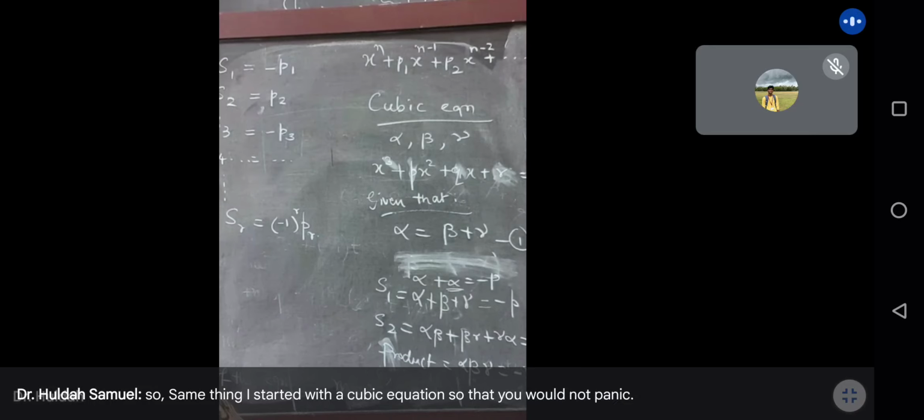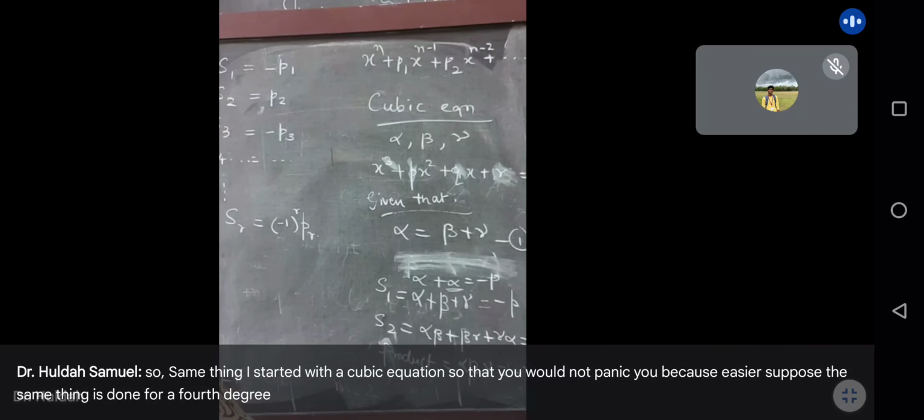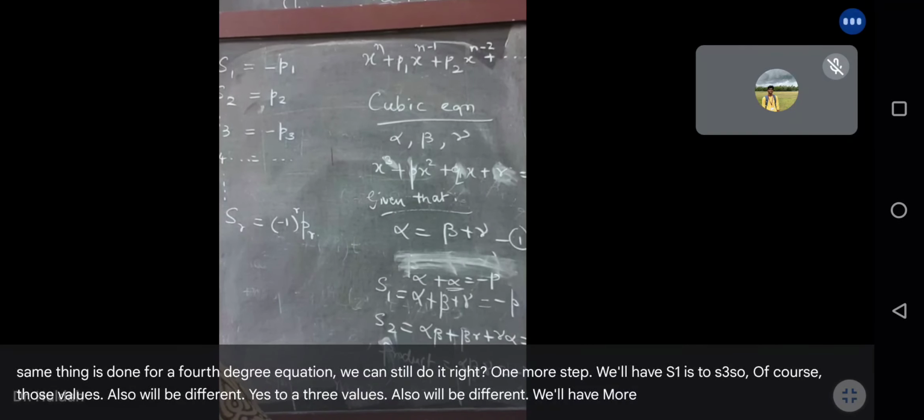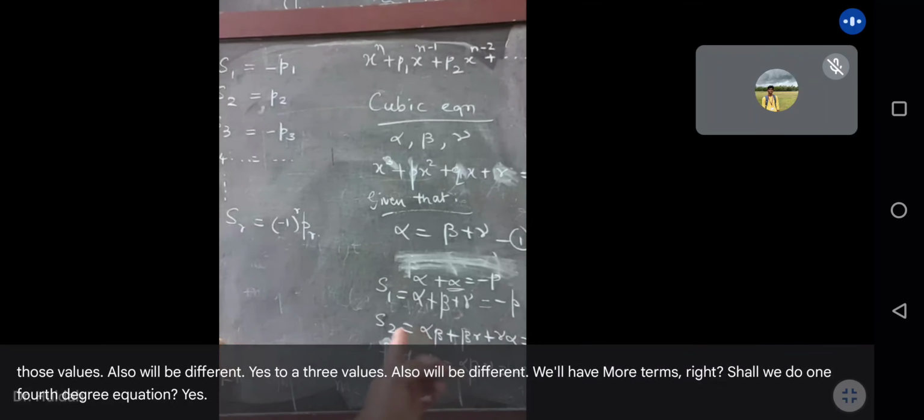So same thing. I started with the cubic equation so that you would not panic. Cubic is easier. Suppose the same thing is done for a fourth degree equation, we can still do it, right? One more step: we'll have S1, S2, S3, S4. Of course, those values also will be different. S2, S3 values also will be different. We'll have more terms, right? Shall we do one fourth degree equation? Yes. Any doubts?